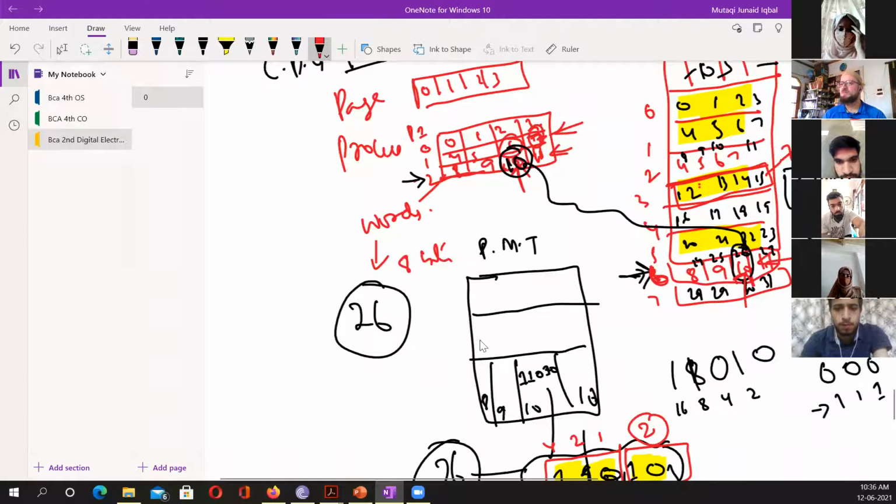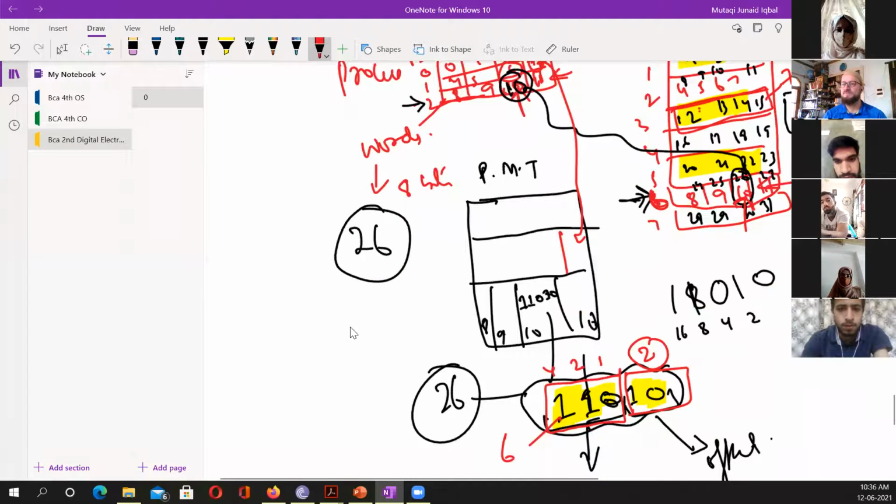For the PMT, every process has its own PMT table. So we have this whole table here. It has a PMT telling us where the frame is. So it has the entry for it, and that is equal to 15. So what is 15 equal to? How do we write 15? 1, 1, 1, 1. This is 15, right?